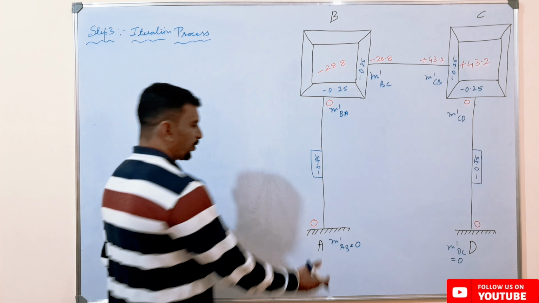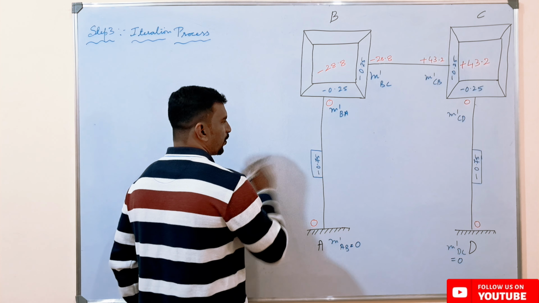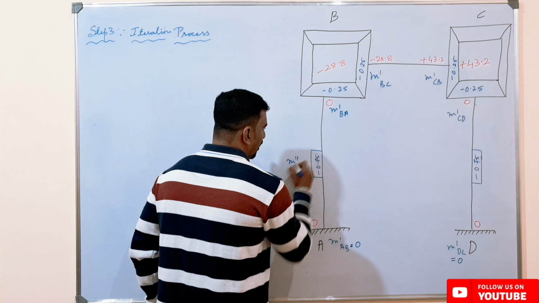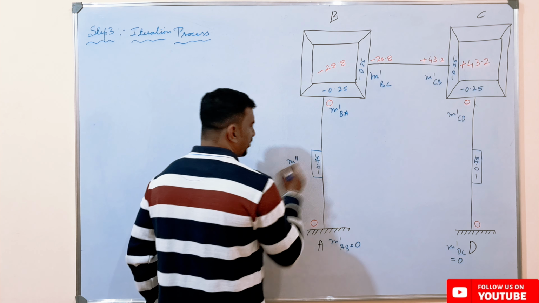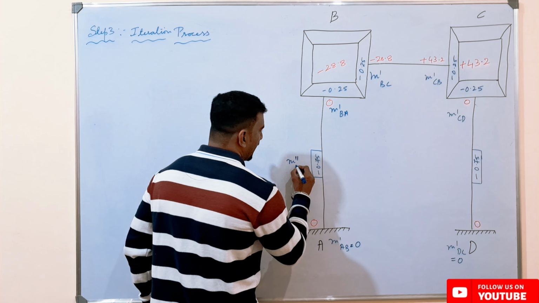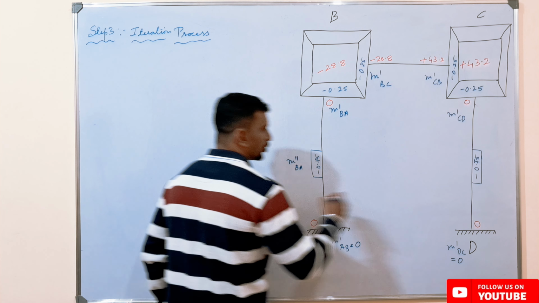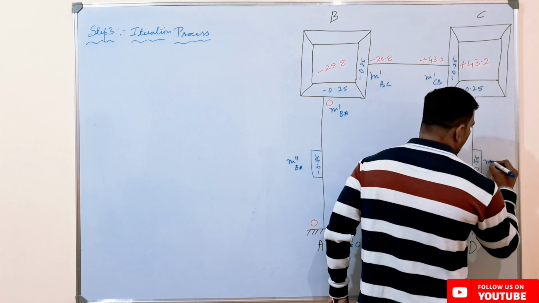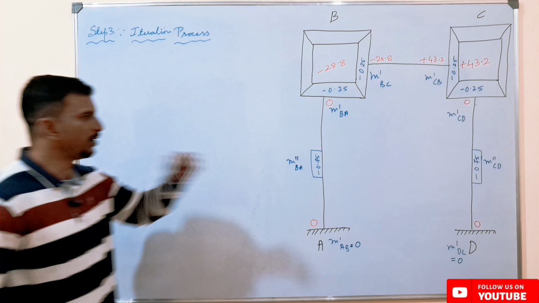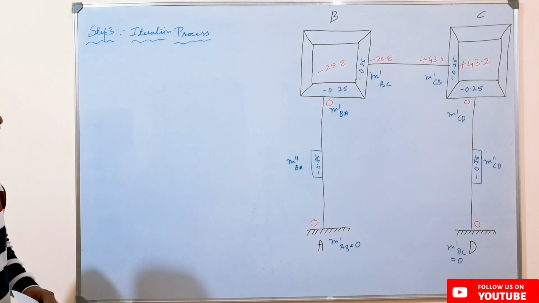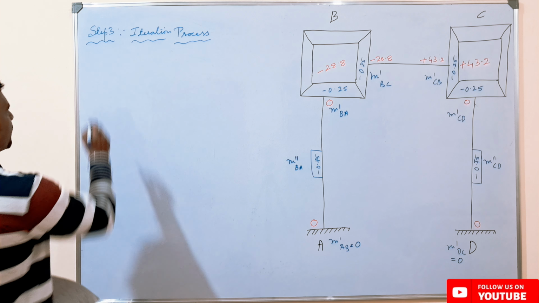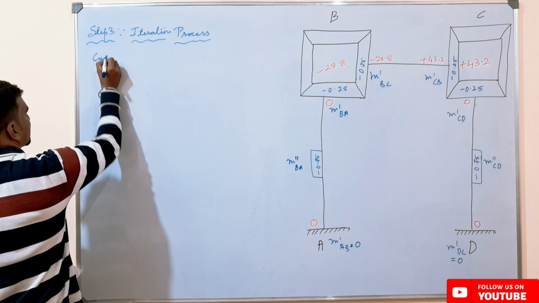Apart from calculating the rotation contributions, this one is the displacement contributions, which is represented by M double dash, that is from B to A. Also here it is M double dash C to D. So we need to calculate the displacement contributions also. So if we go on carrying the iteration process, let us consider the first cycle.